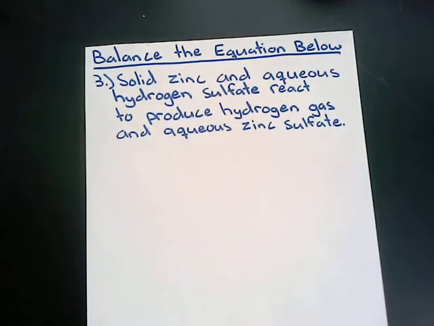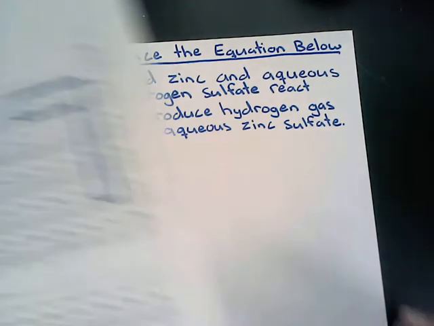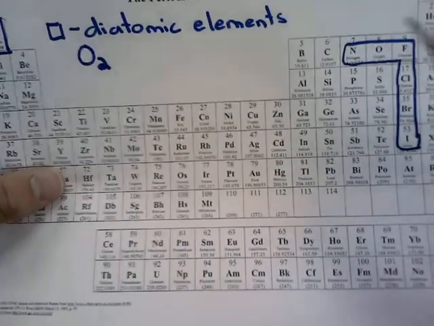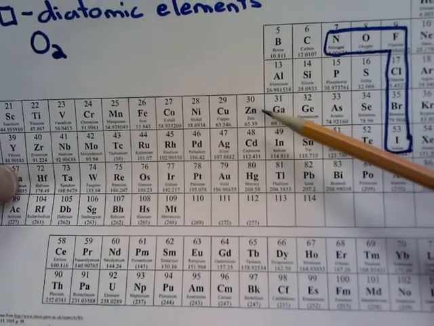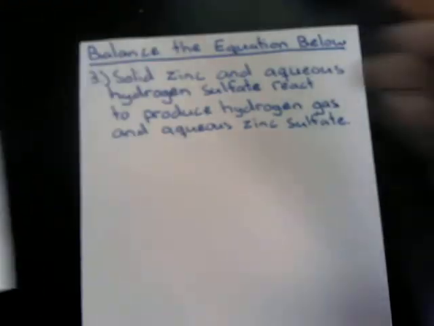So here we have solid zinc and aqueous hydrogen sulfate react to produce hydrogen gas and aqueous zinc sulfate. So we start out here with solid zinc, if you see an element listed by itself, again, we look to the periodic table of elements, we find that element, and the element zinc has the symbol of Zn.